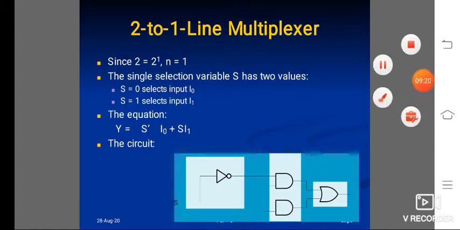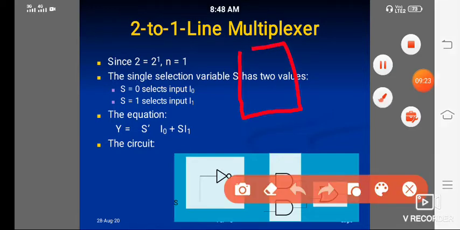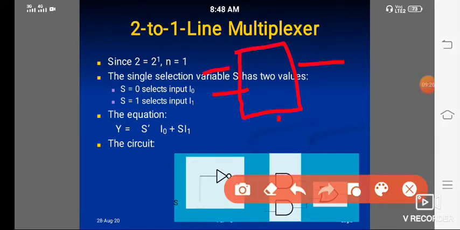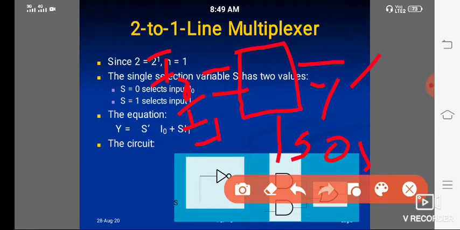We have to design the functional block diagram. This is the functional block diagram: 2 inputs, 1 output, 1 selection line. For the 2 inputs you can apply A or B, or otherwise I0, I1. This is the selection line S. This is the output Y. Based on the selection line, first we apply 0, so I0 will appear at the output. Second, we apply 1, so I1 will appear at the output. That is the concept of a multiplexer.